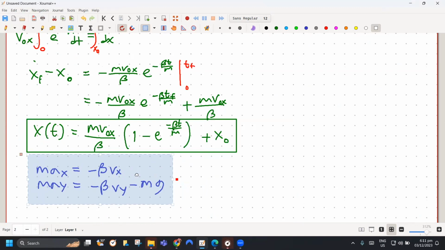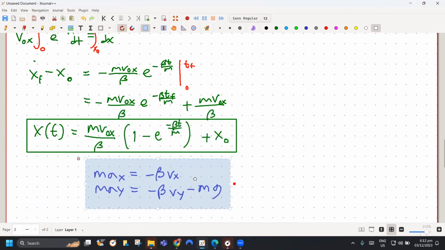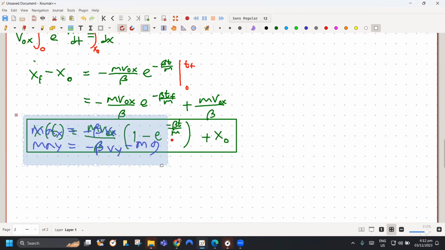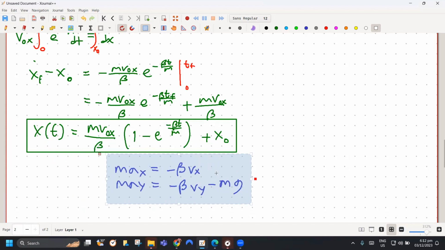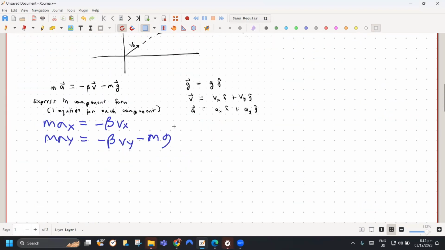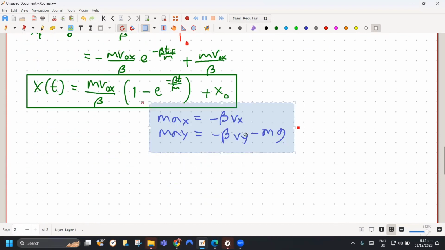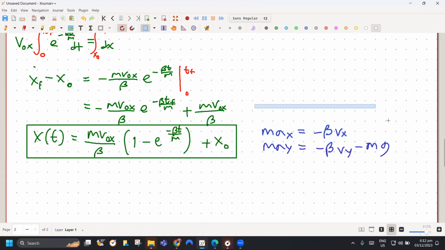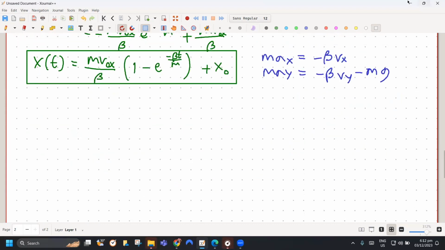So that's the solution for x of t, assuming the initial position is x0 and the initial velocity is v0 at t equals 0. So we've solved the first equation. Now we want to solve the second one: may equals minus beta vy minus mg.